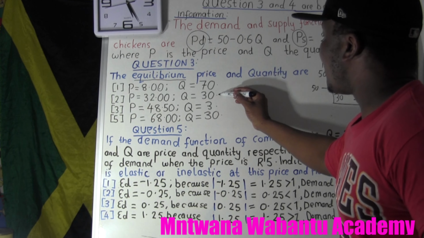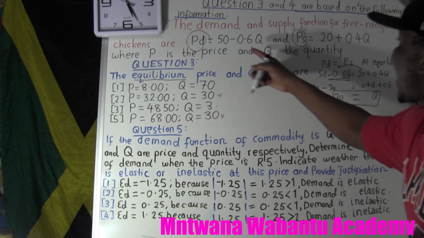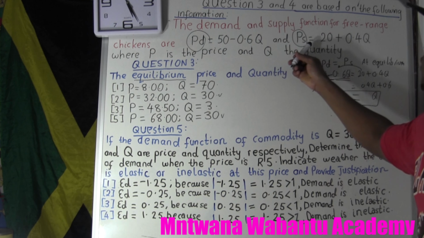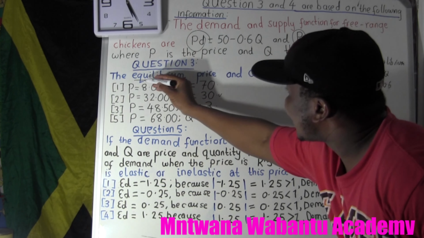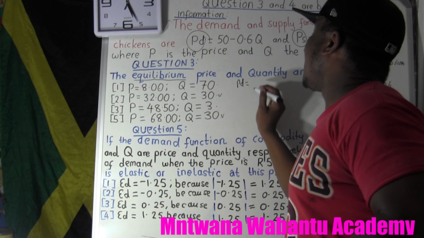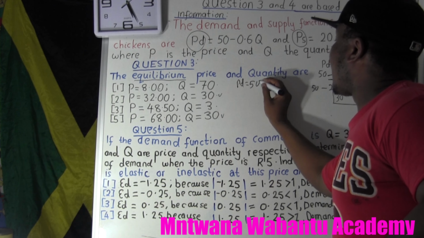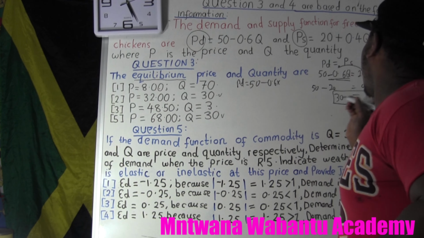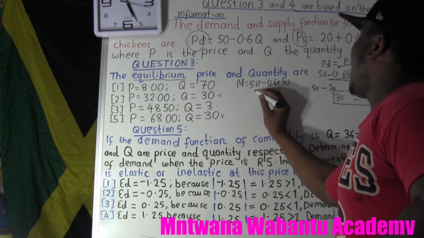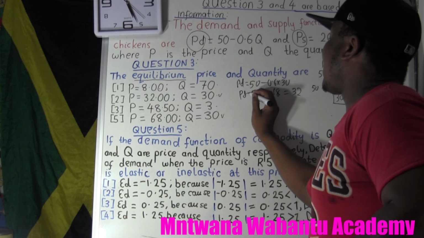So when you go to the options, it could be this one or this one. Now we take this quantity, 30, and plug it into either this equation or this equation. Remember, the price of demand and supply is the same at equilibrium, so I can plug into either of the two. Price of demand: 50 minus 0.6 times 30, which is 18. 50 minus 18 equals 32. So the price of demand equals 32.